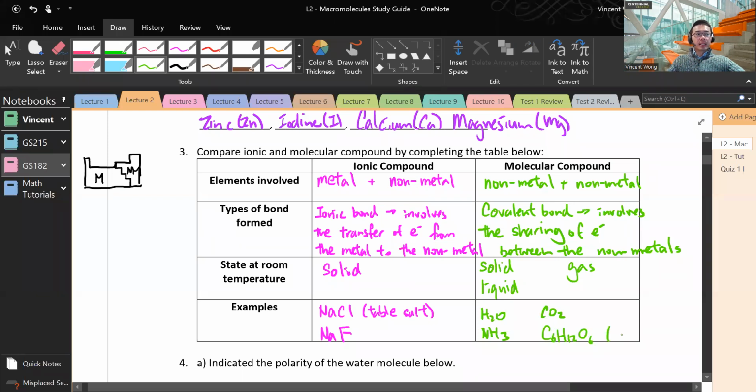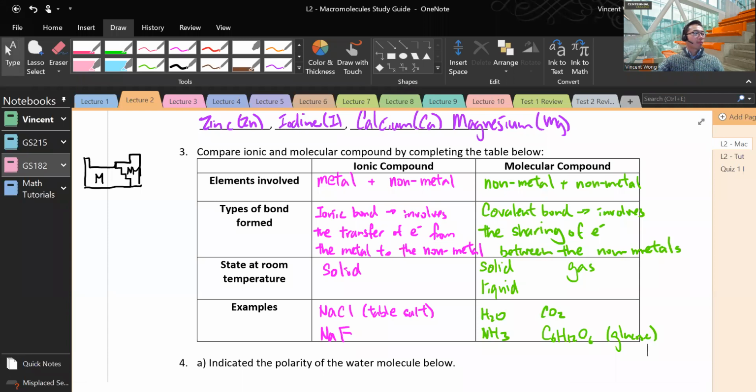C6H12O6, right? This is sugar, glucose. Okay, so that is solid at room temperature. All right, so there you have it. Comparison between ionic compound and molecular compound. Does anybody have any question?